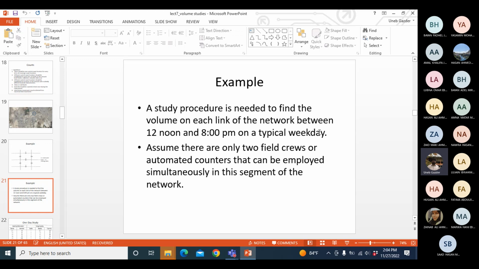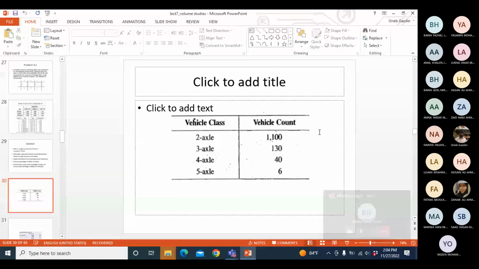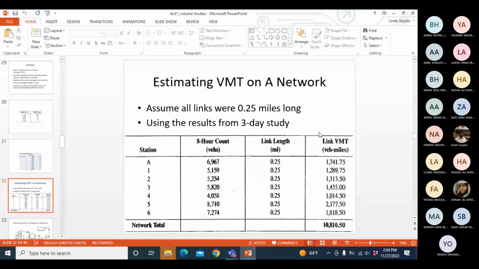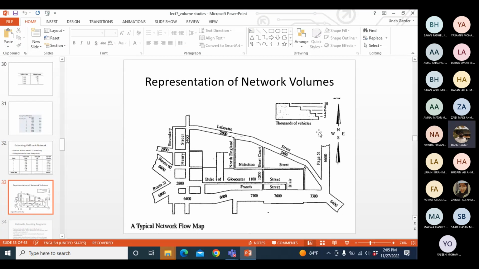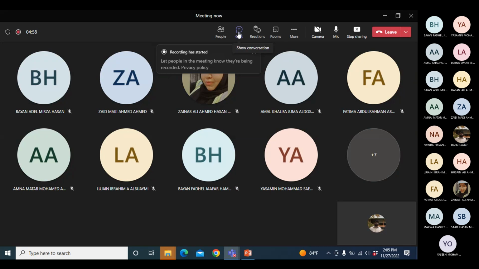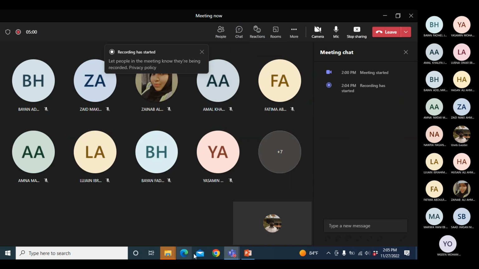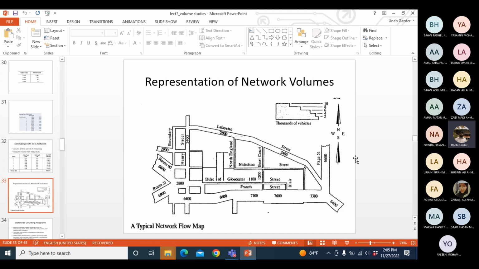Then we discussed the concept of vehicle miles traveled, which tells you about the importance of the highway. Once you have the network, once you have done the study, then you can represent it in the form of a network flow map.